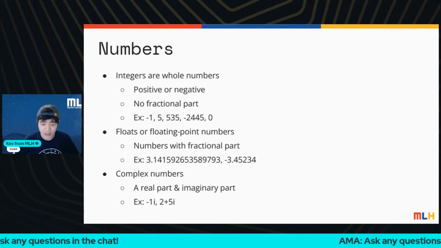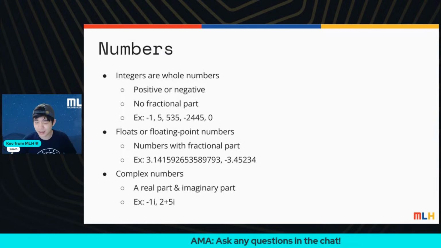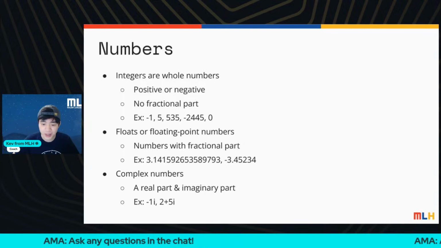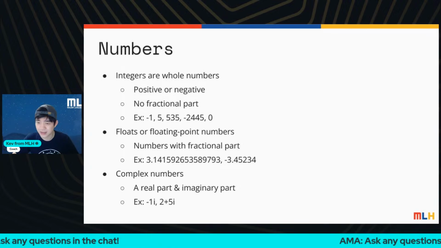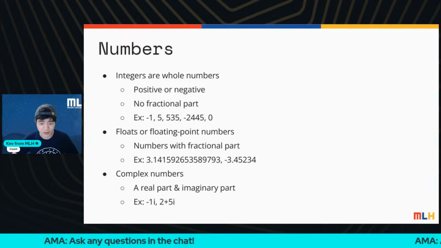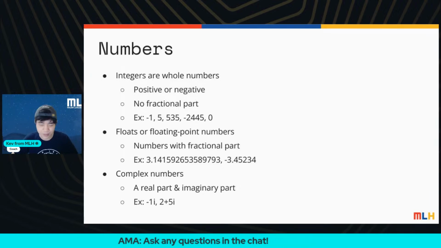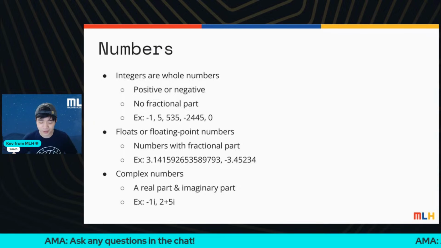Next thing we have is complex numbers. If you took algebra, you probably started learning about complex numbers. I will not go too in depth with them because they don't really apply to what we're going to do. A complex number has a real part, which is the real number, and then the imaginary part, which is what makes it a complex number. So you have something like -1i or 2 + 5i. If you've never seen that before, don't worry about it. It's almost never going to be used.